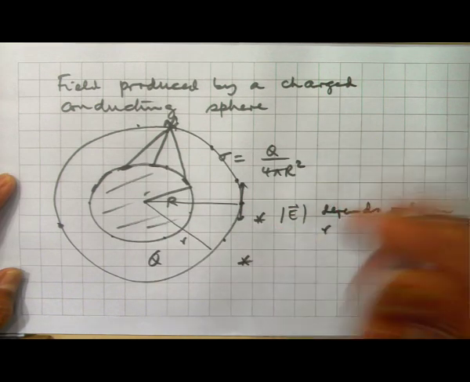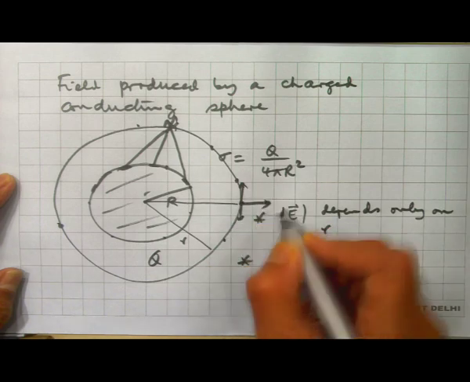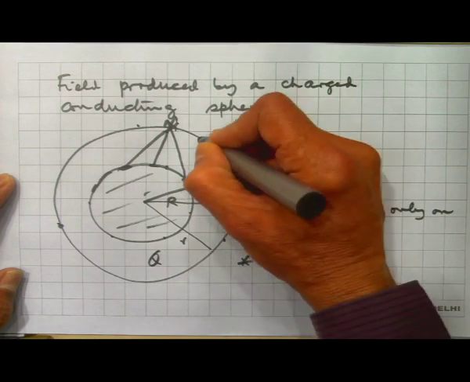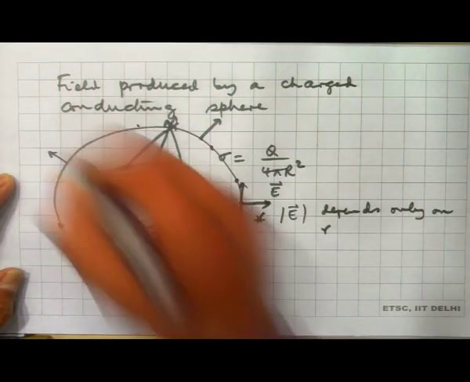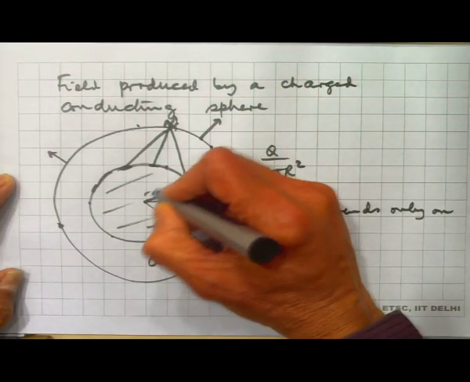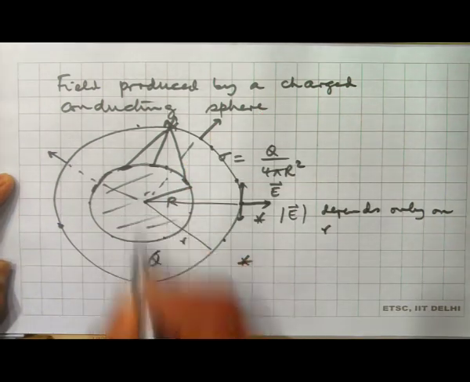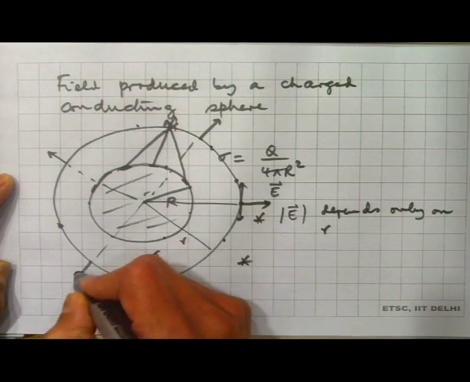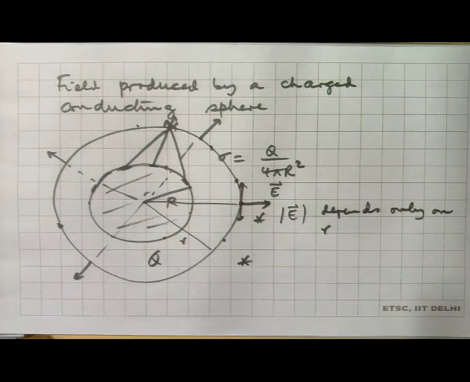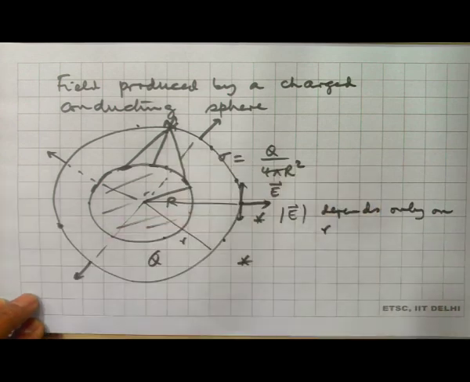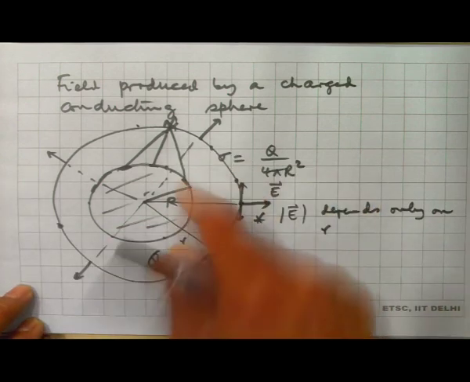So, the only possibility is that the electric vector is like this. Here the electric vector will be like this, here the electric vector will be like this. So, the electric vector will have to be pointing in a direction which is radial, along the line joining the center of the sphere to that point. So, the electric field is becoming radial, pointing away from the center of the sphere, and it has the same magnitude all across the surface of a sphere of radius small r.